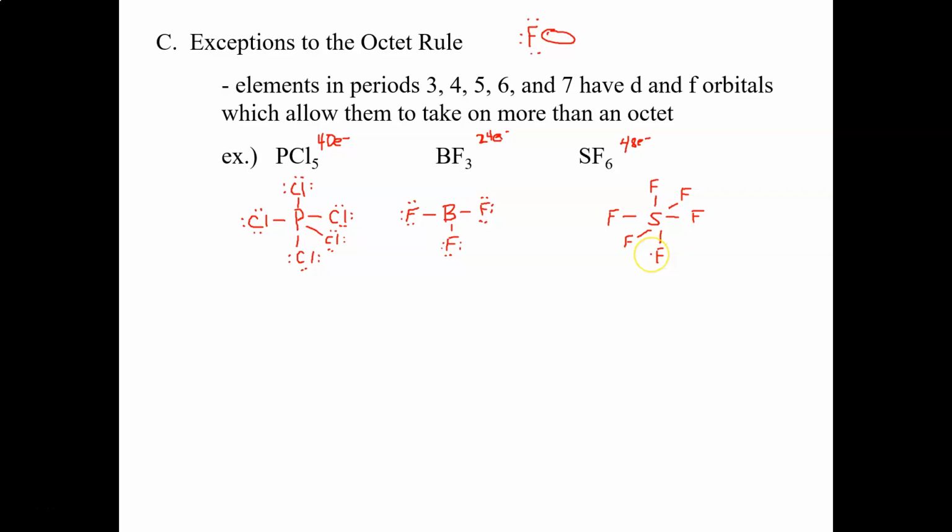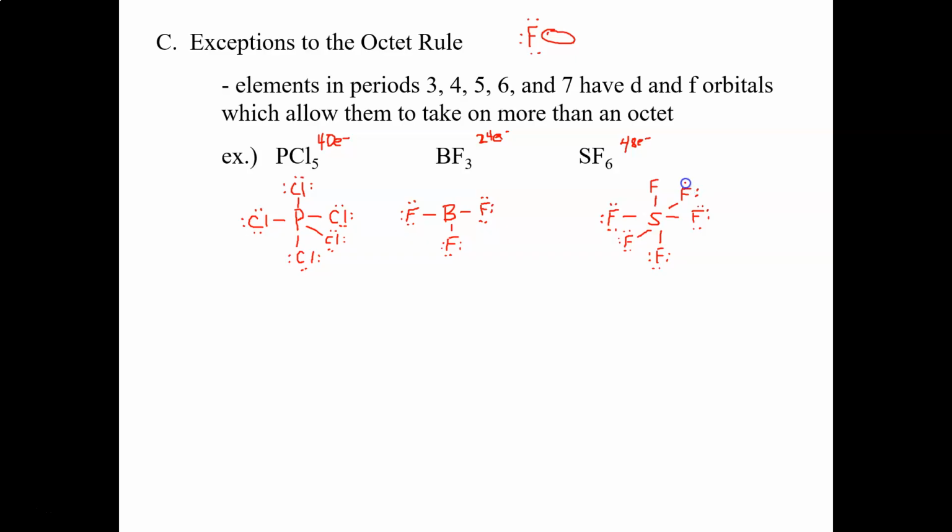But remember, sulfur is in period 3. If it's in period 3, that means it has 3 energy levels. The third energy level is a 3s, a 3p, and a 3d. It can take more than 8. The fluorines, the little spoiled princesses that they are, get exactly what they want every time. So they get their 8, so we still have to draw in all of the lone pairs around them. Make everybody else happy besides the sulfur.